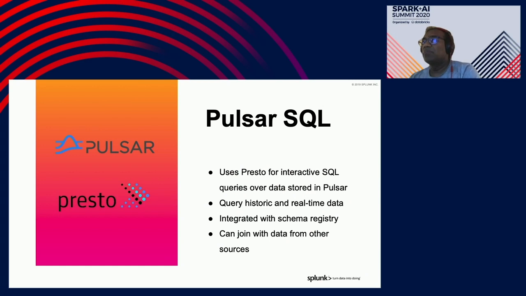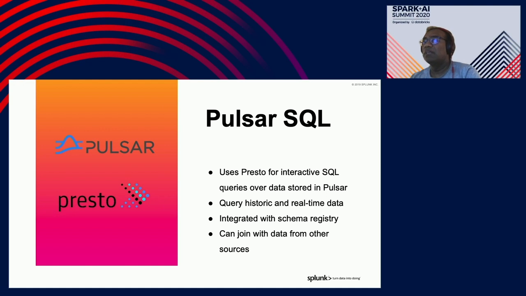Pulsar SQL is a wrapper that directly accesses the storage layer of Pulsar. It uses Presto, the interactive query engine developed at Facebook, so it can query both historic and real-time data. The data is real time because the data ingested into Pulsar is immediately synced into BookKeeper, and within a few milliseconds it is available for querying.